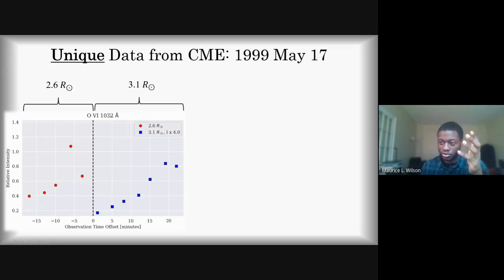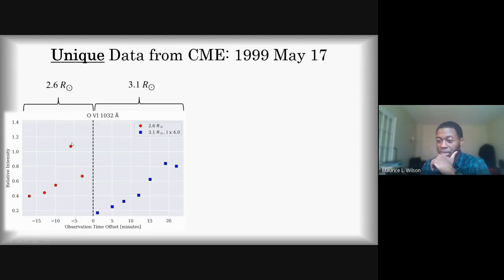With the 1032 line, here's a light curve when the UVCS slit was monitoring 2.6 solar radii. This is just the intensity, and the x-axis is just observation time. So when it was monitoring this height, it took an image here, image here, image here, image here, image here. So there are five images looking at the same height. We're watching the CME as it passes by, just taking one image after another. And we did it again at 3.1 solar radii. And you can see here that there's a similar pattern in these two light curves. There's a peak in the second to last image.